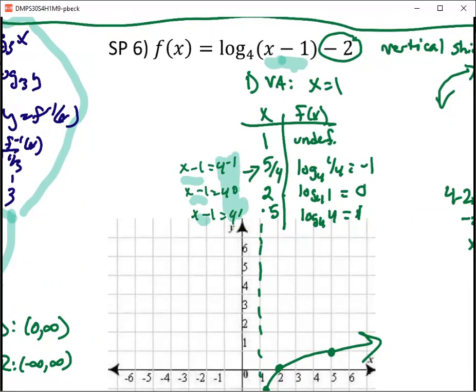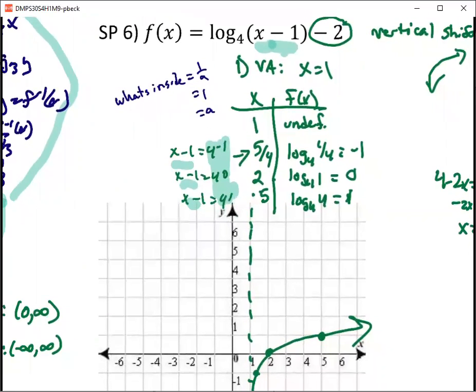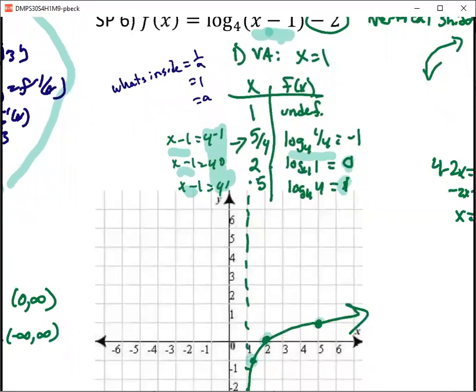Set what's inside equal to 1 over a, 1, and a. And then when I do that, you see I actually have my math here. I have log base 4 of 1/4, which is -1, log base 4 of 1, which is 0, log base 4 of 4, which is 1, creating those 3 points.